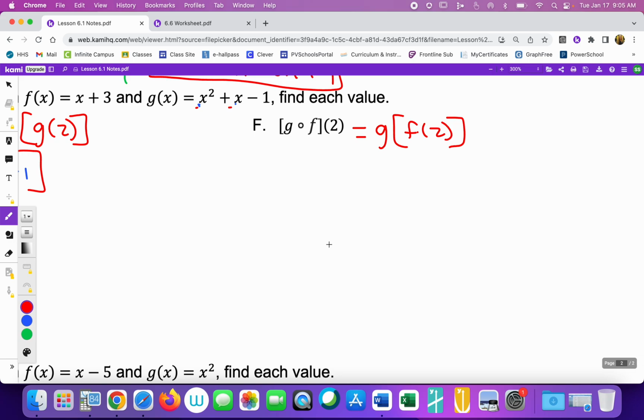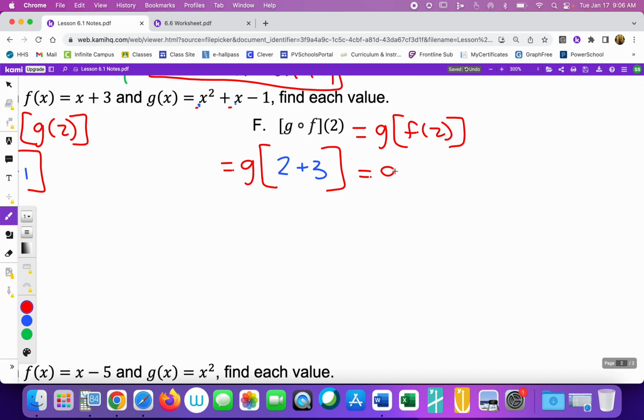Anyone have a result? Okay. 29. Anyone have anything different? It should be 29, so that's good. Okay. All right, let's say we did not get 29. Make sure you're paying attention. So we're plugging in 2 into the F function inside here, so stay organized. F function is x plus 3. So 2 takes the place of x, and then plus 3.